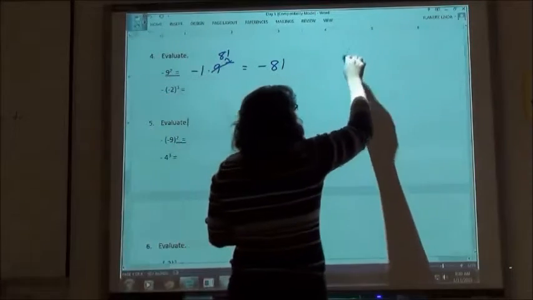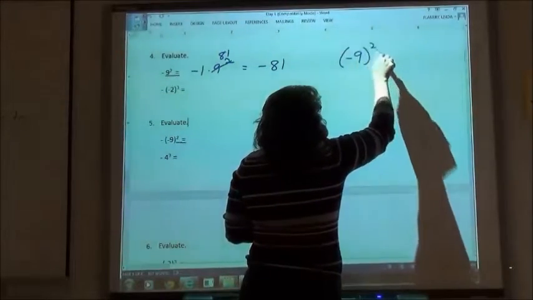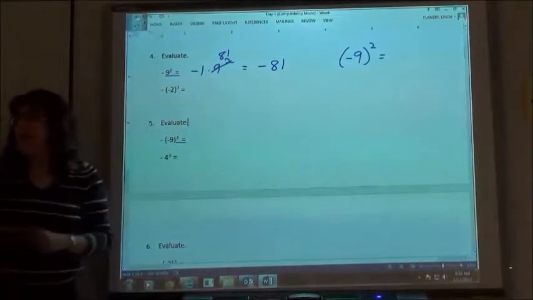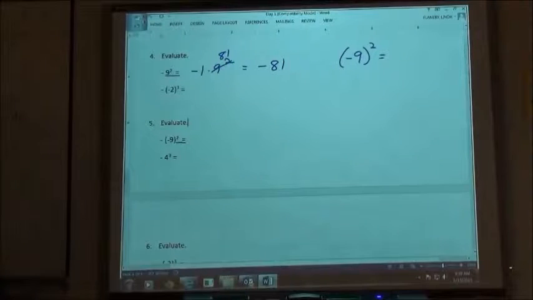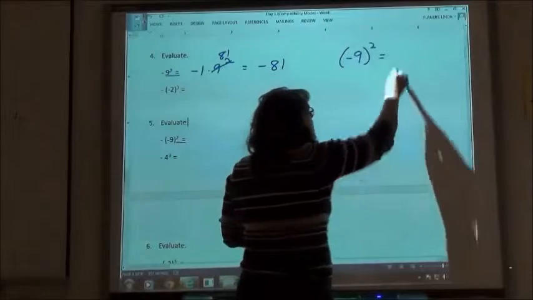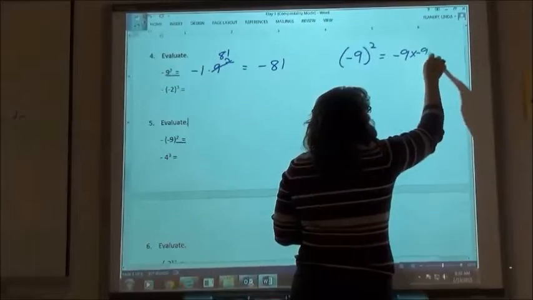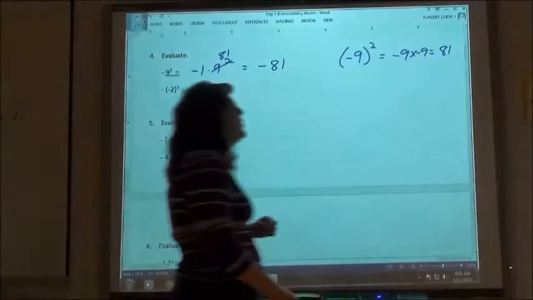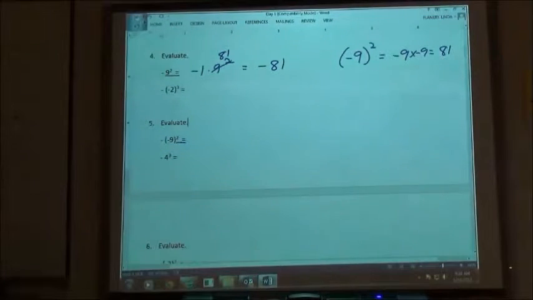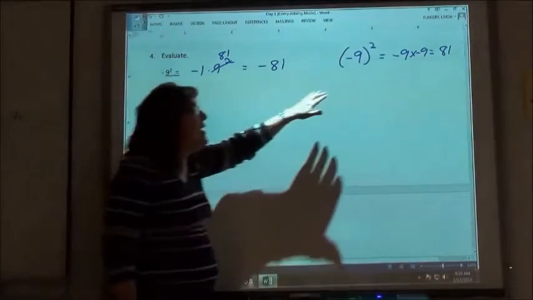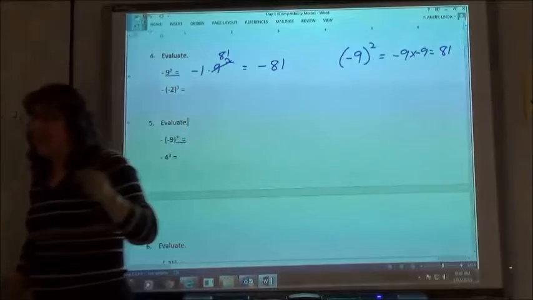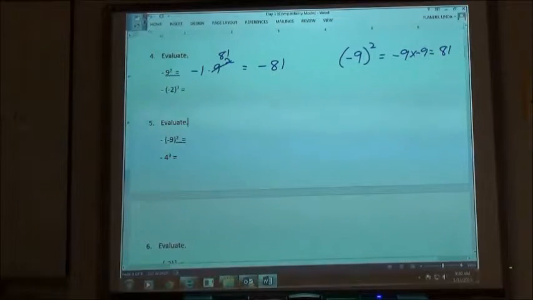As opposed to this, people look at that and they say, oh, those are the same things. They're not, because one has parentheses and the other one doesn't. So here, when I have the parentheses, this one means -9 times -9, and I end up with a positive answer. Now your calculator knows these things, so if you push it into your calculator just like it looks, here without the parentheses or here with the parentheses, you should get the right values on your calculator.